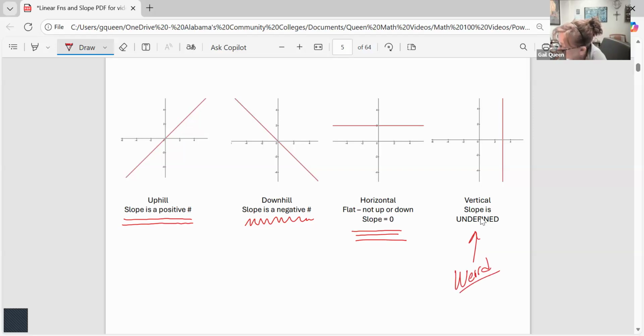And then the last kind is the weird one. It's the standout one. If you have a vertical line, then it is going straight up and down, and we say that the slope is undefined. Now, a lot of people get these two mixed up. They get mixed up between when it is a zero slope and when it is an undefined slope. And so here's how I want you to think about it.